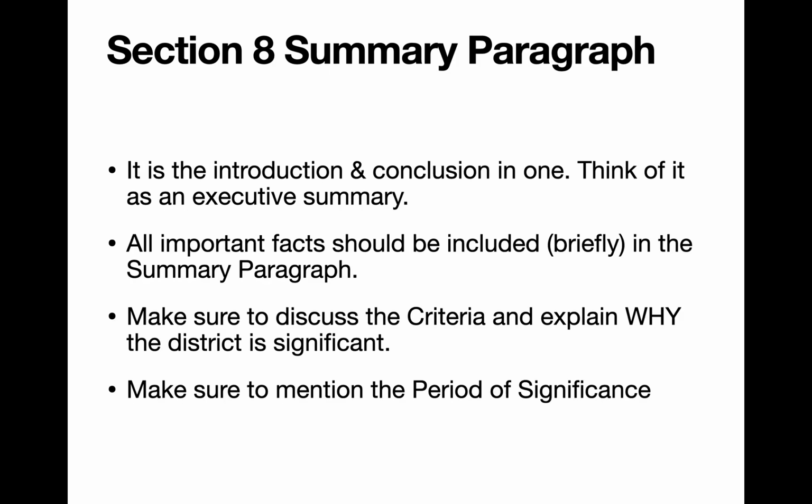So the summary paragraph is exactly the same as section 7. Again, it is the alpha and omega of the section. You do not add a conclusion. There is no conclusion in NR nominations. Everything should be included briefly in the summary paragraph. In particular, you want to make sure to discuss the period of significance and the criteria. So you need to make sure to say, it is significant under criterion whatever because, and discuss the period of significance.